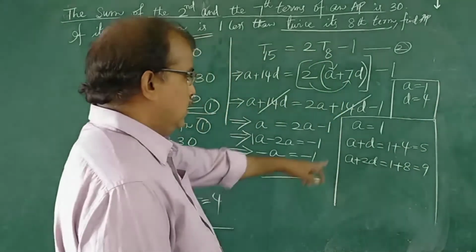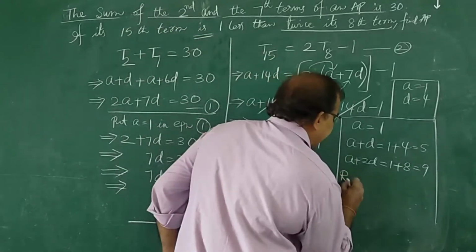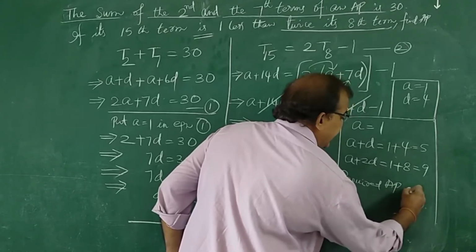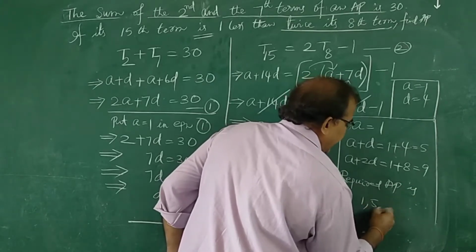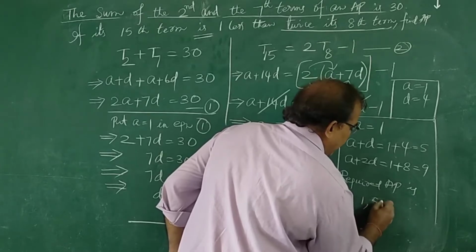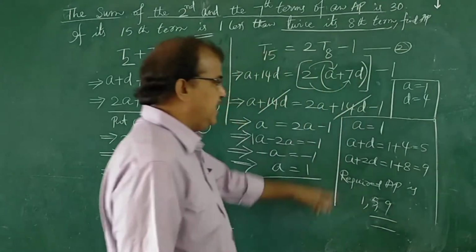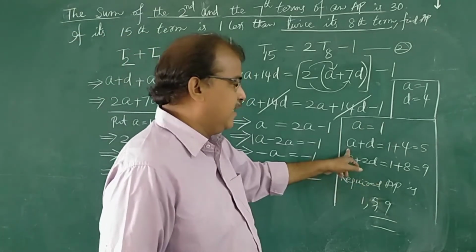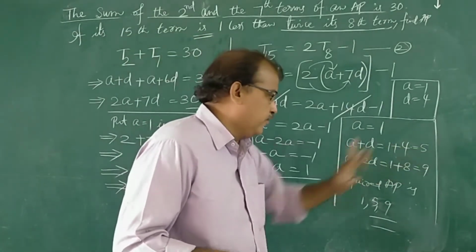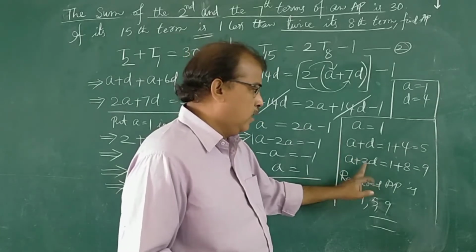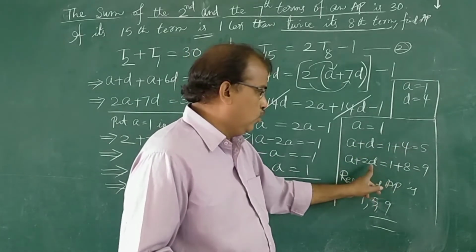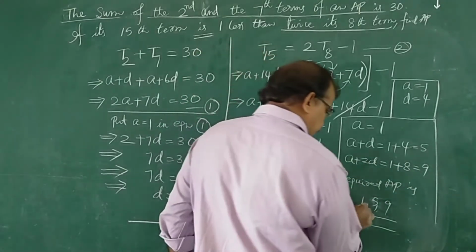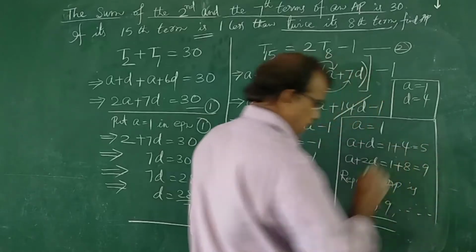Therefore the required AP is 1, 5, 9. This is the answer. a is equal to 1, d is equal to 4. The first term a is 1. The second term formula is a plus d, 1 plus 4, 5. The third term is a plus 2d, where 2d means 2 into d, 2 fours are 8, so 9. Therefore, the required AP is 1, 5, 9, and so on. This is the answer.